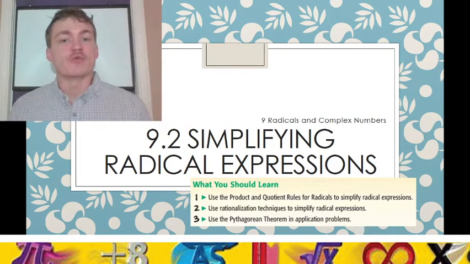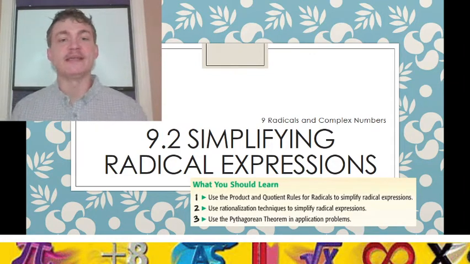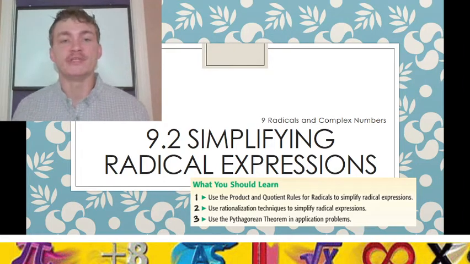Number 2 says use rationalization techniques to simplify radical expressions. We will see that if we ever have a fraction whose denominator contains a radical, we will use our rationalization techniques to get that radical out from the denominator. A simplified radical expression contains no denominator that is a radical expression.